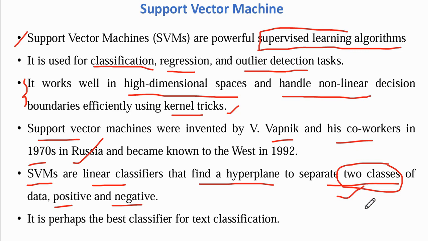In this lecture we mainly focus on how SVM is applied to binary classification problems. A binary classification problem means the target variable contains either a positive class or a negative class, yes or no, either 0 or 1, such type of values. And it is also a best classifier for text classification. That is briefly about support vector machine.